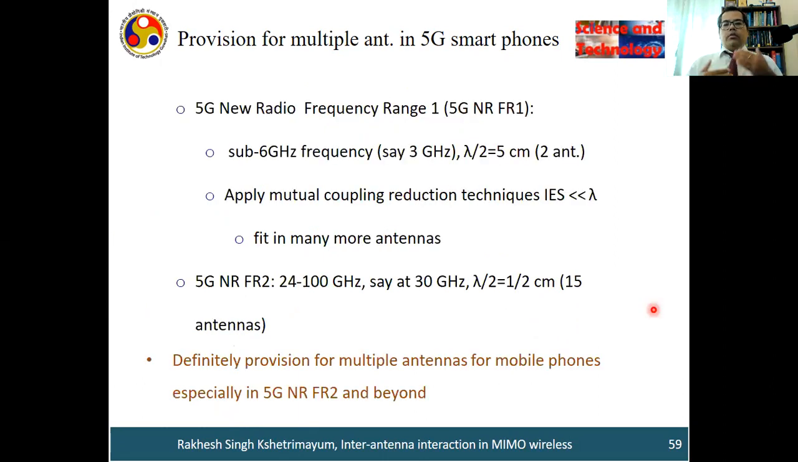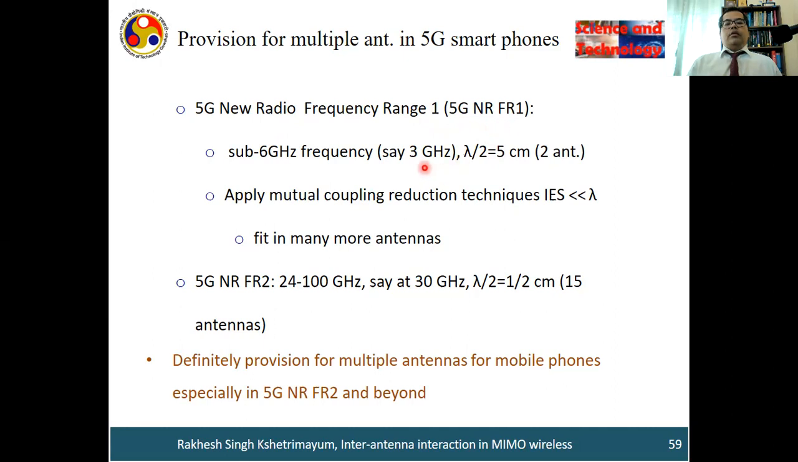Okay, now let us go to the 5G wireless communication. 5G wireless communication has two frequency regions. One is sub 6 GHz. It's called 5G NR-FR1, 5G New Radio Frequency Range 1. So this is the sub 6 GHz range. Any frequency below 6 GHz should be able to work for 5G NR-FR1.